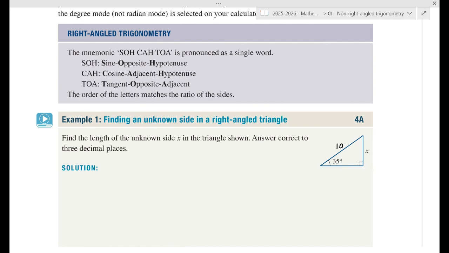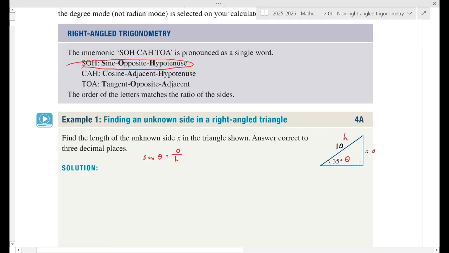We actually have a diagram and we're going to label it first. So theta, opposite, and hypotenuse. So we're using standard trig, so we're going to use that formula. So we know that sine theta equals opposite over the hypotenuse. So we've written down our formula.